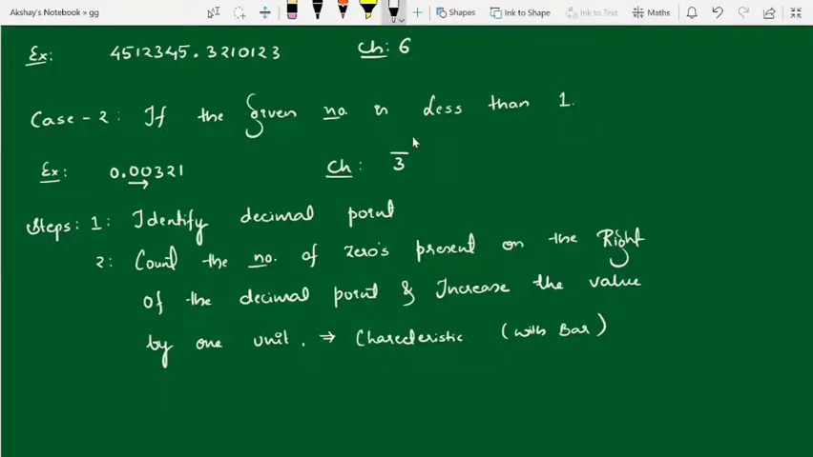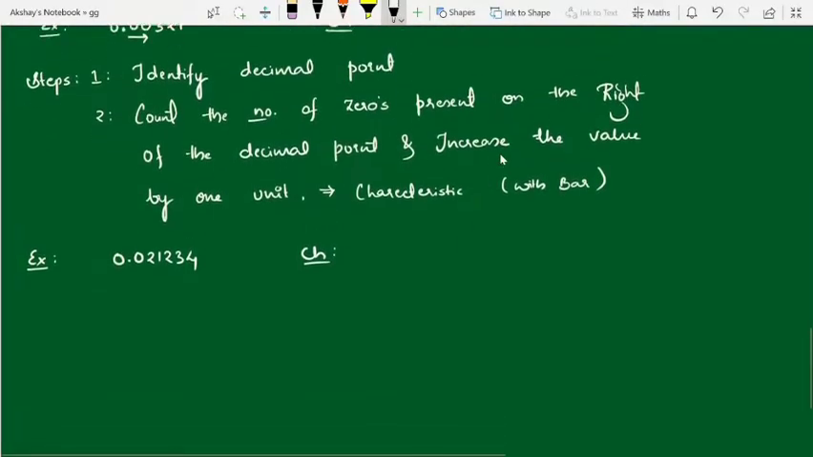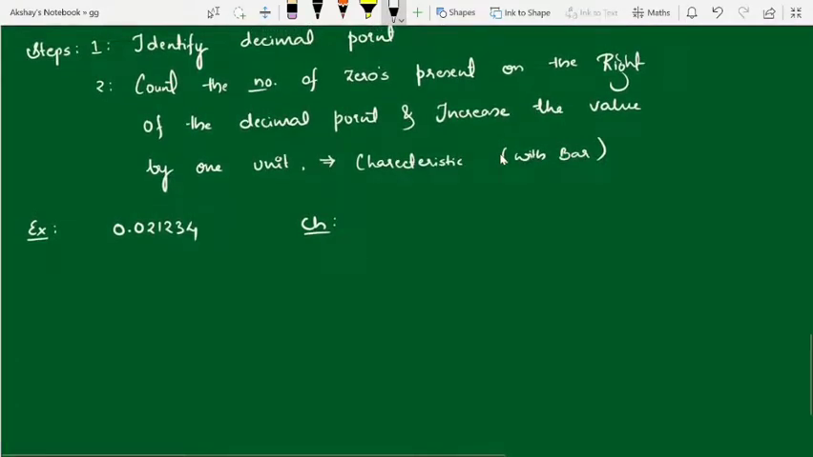Okay, shall we go with one more example? 0.021234. What is the characteristic of this number? Do you need steps to solve? You can see the steps. So identify the decimal point. Decimal point is here. Count the number of zeros present on the right of the decimal point. 1 zero is present. Increase the value by 1. 1 plus 1, 2, along with bar.